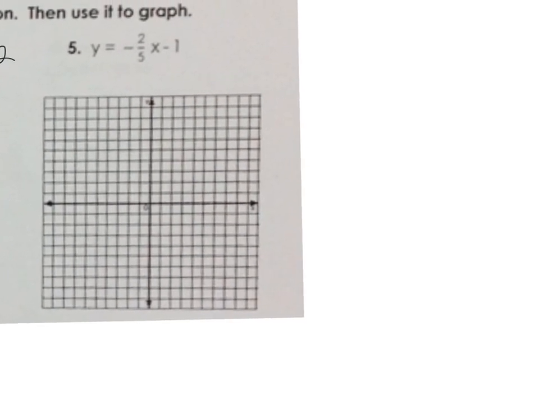Number 5. Our m in this case is a -2/5. Our y-intercept is -1. Go down 1, that's our y-intercept. Then we apply the slope, which is down 2 to the right 5. 1, 2, 1, 2, 3, 4, 5. Down 2, 1, 2, 3, 4, 5. So our line should look something like that.